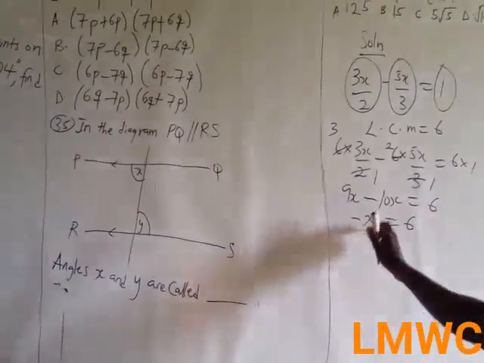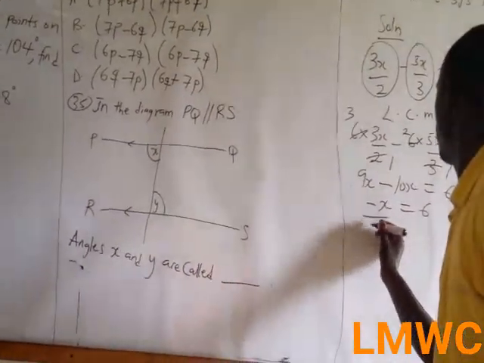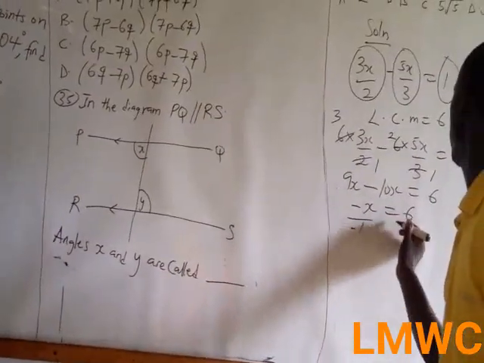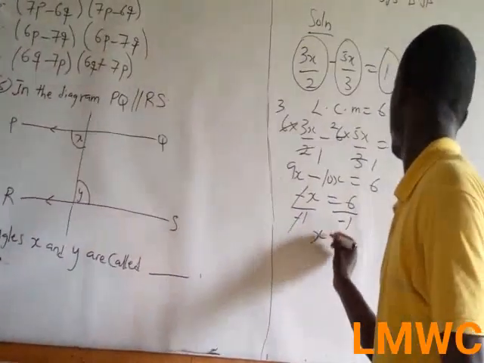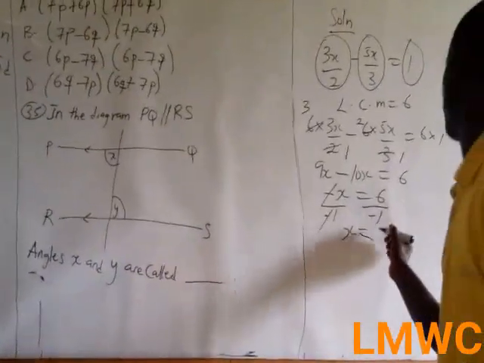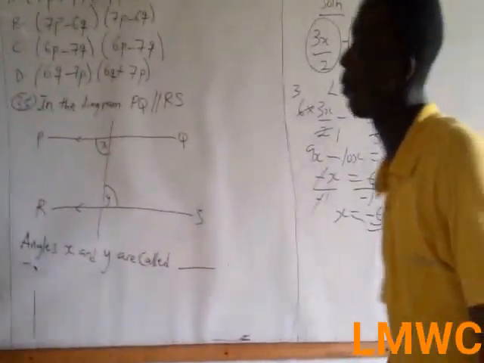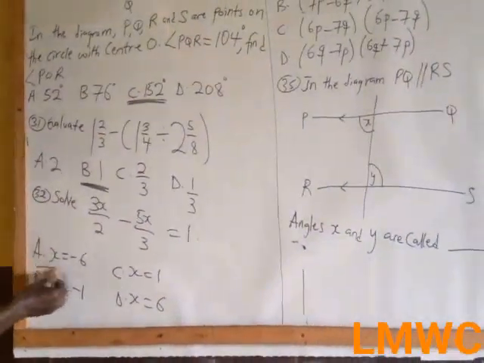And the coefficient of x is 1, but here it is negative 1. So you divide through by negative 1, here too by negative 1. This will cancel this. So x over 1 is the same as x. x is equal to negative 6. Our answer is negative 6. So it's A.